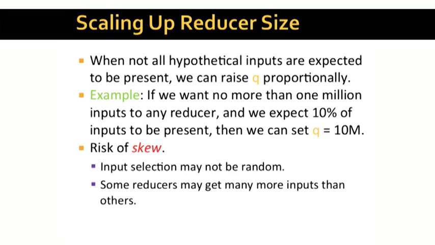But what if the inputs are seriously skewed, that is, not selected randomly? For example, we're joining R of AB with S of BC, and many of the actual tuples have the same B value. Then it is possible that our strategy for sending inputs to reducers will send many more than average to some of the reducers, and those reducers will cause problems. For example, they may not be able to run in main memory, and the need for repeated disk IOs will make them take much more time than the others. In that case, we have to lower Q well below its expected value.